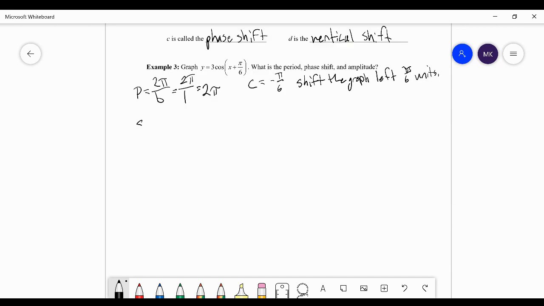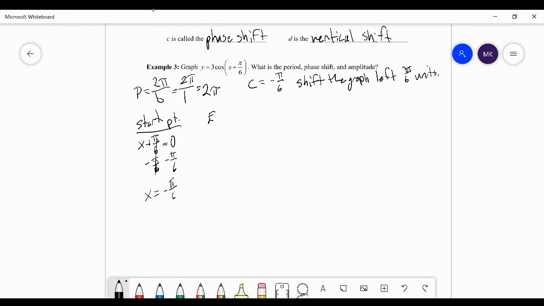And we can see that when we look at identifying our start and end points. So our start point, we take whatever's inside of our trig function. And since we know cosine starts at 0, we set this equal to 0. Just subtract pi over 6. And we get that x is equal to negative pi over 6.